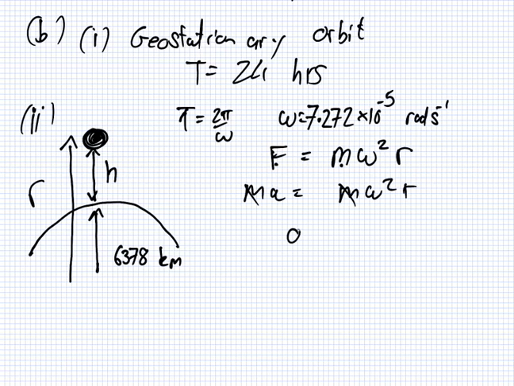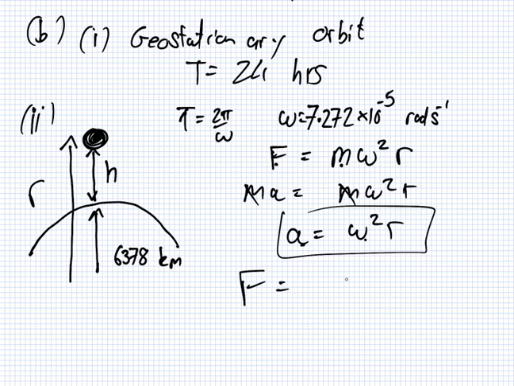So I get A equals omega squared R. Do I know the omega? Yes. Do I know the A? No. But now I have Newton's law: F equals G M m over r squared.